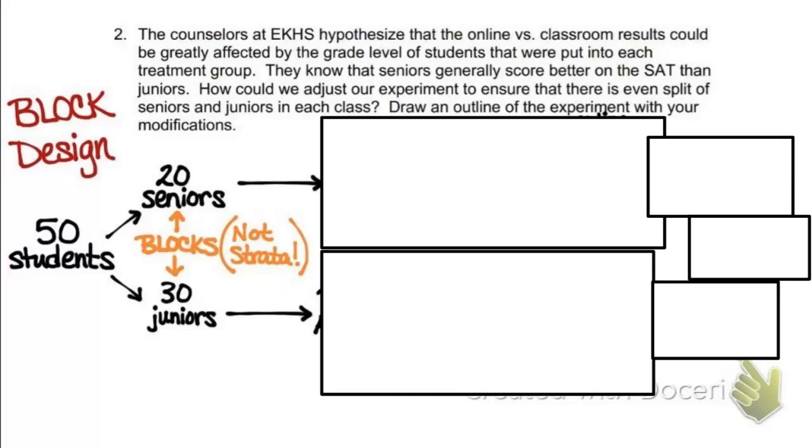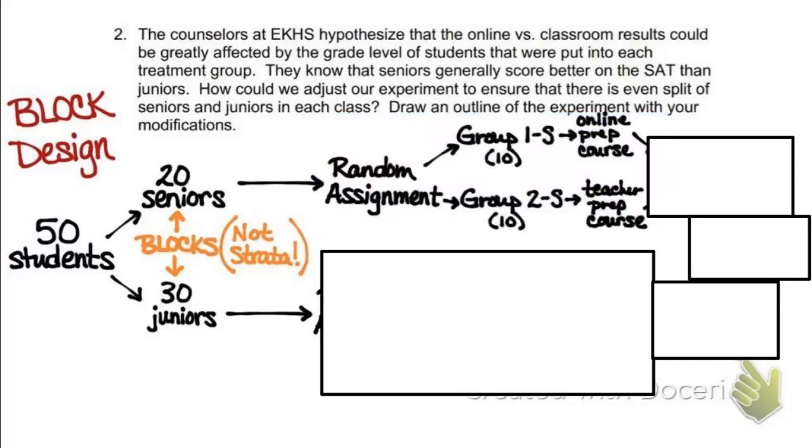So those 20, sorry, I guess it's 20 seniors and 30 juniors. My apologies, I was getting my numbers switched around. So I'm going to randomly assign my 20 seniors to 2 groups. I'm going to have 10 in each group. I'm going to call them Group 1S for Group 1 Senior and Group 2S for Group 2 Senior. You have to talk about how you're going about doing that random assignment.